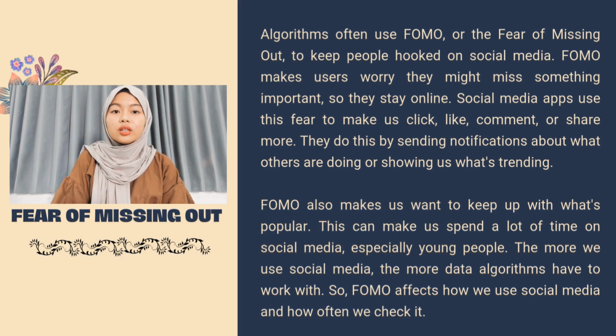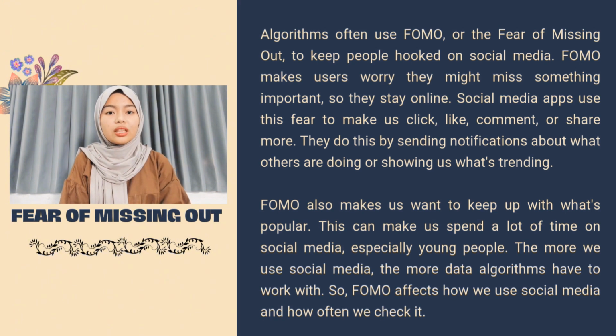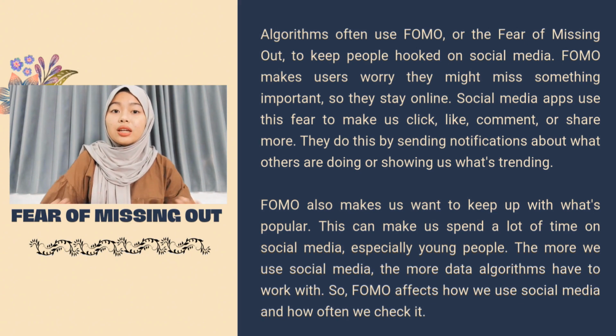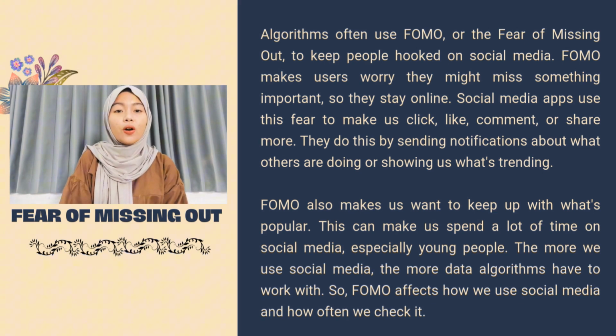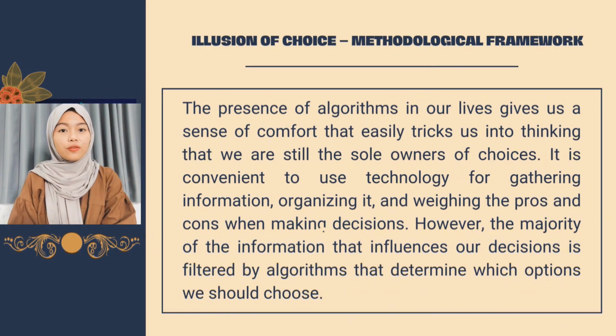Consequently, increased use of social media involves additional information that empowers algorithms. As a result, FOMO affects people's decision-making ability and their engagement with algorithm-recommended content. FOMO can influence how consumers consume content, how frequently they check their accounts, and whether they participate in trending or popular content. And last, illusion of choice.